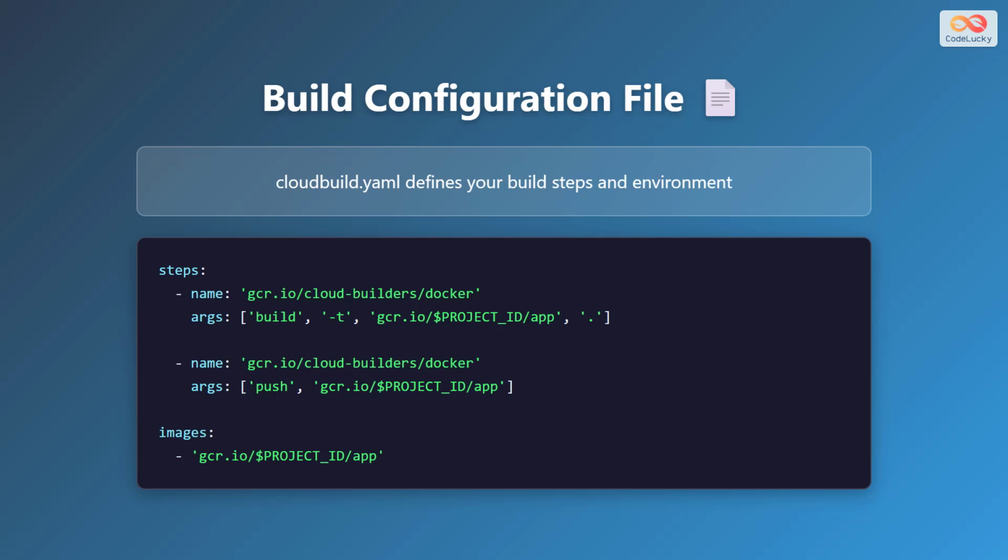In this example, the first step uses the Docker builder to build a container image, and the second step pushes that image to Google Container Registry. The images section at the bottom tells Cloud Build which container images should be stored after the build completes. Variables like project ID are automatically substituted with your actual project identifier.